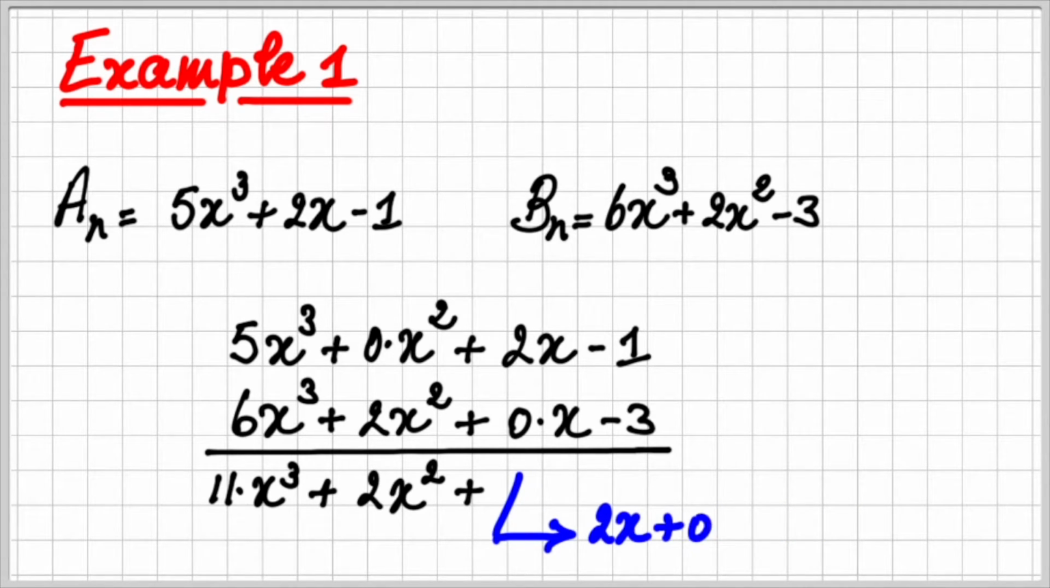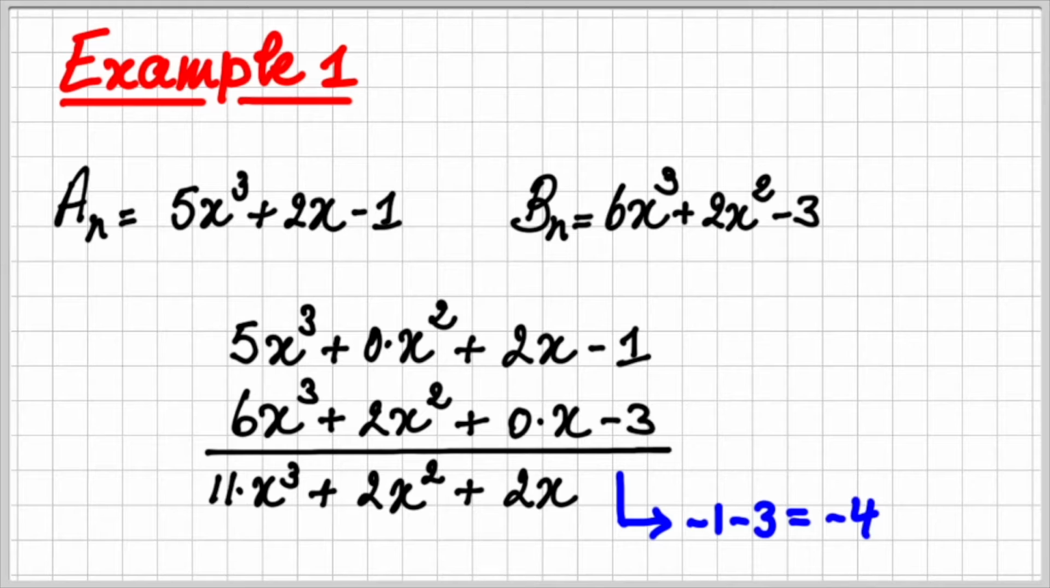Now we do it for the third term. So here we have 2x plus 0x gives us 2x. So that's the next term. And the last term is minus 1 minus 3, which is equal to minus 4, which I add here. And I find the same result as before.